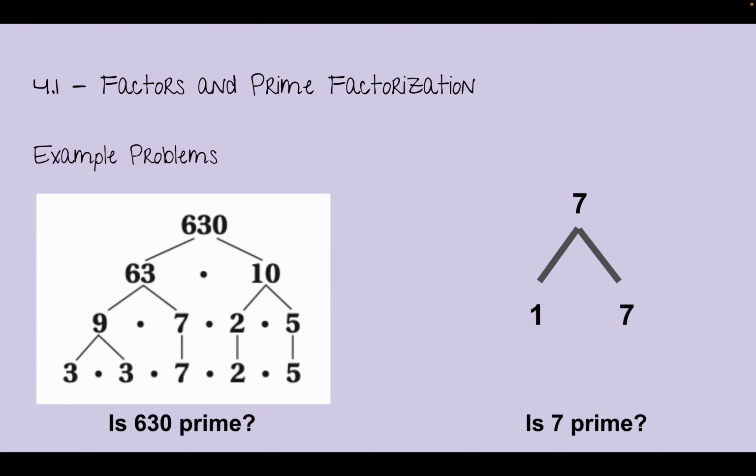Next, is 7 prime? 7 is obviously prime because the only other factor 7 has besides 7 itself is 1. Thus, 7 is a prime number.